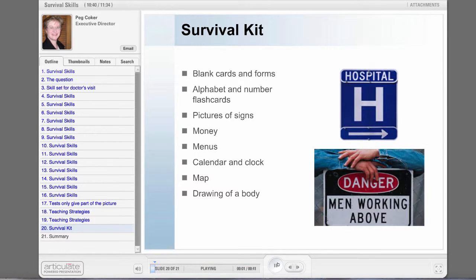Literacy Volunteers of America suggests that tutors keep a survival kit. By keeping your kit handy, you'll always have the items you need to teach a quick survival skill lesson when you come across a skills gap.